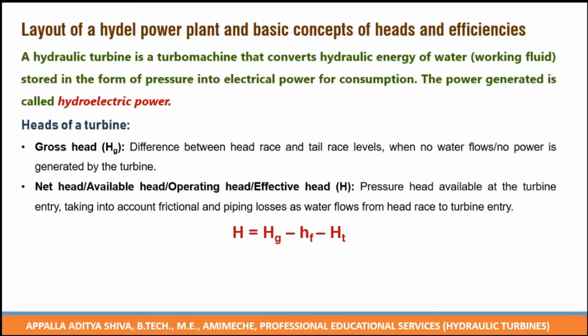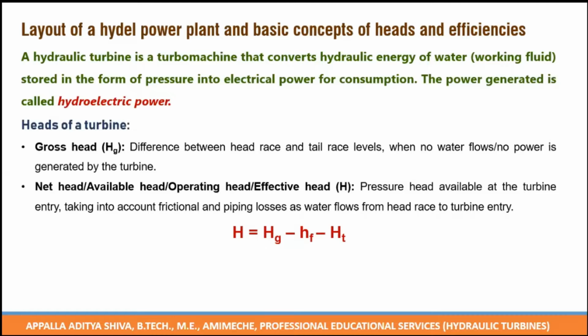So a hydraulic turbine is a turbo machine that converts hydraulic energy, the energy that is there with water, which is the working fluid in this case. This energy is stored in the form of pressure at a height or potential energy into electrical power for consumption by first converting it into mechanical energy. So basically a turbine converts hydraulic energy into mechanical energy. This power generated in such a form is called hydroelectric power.